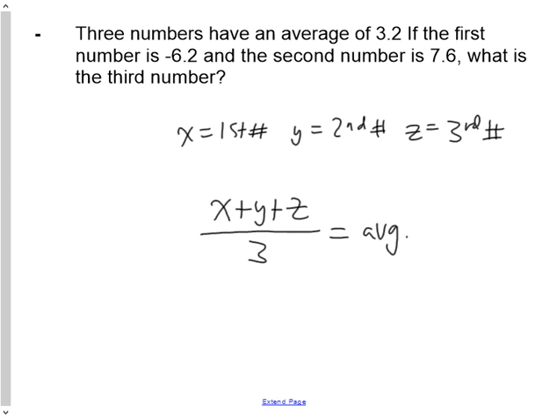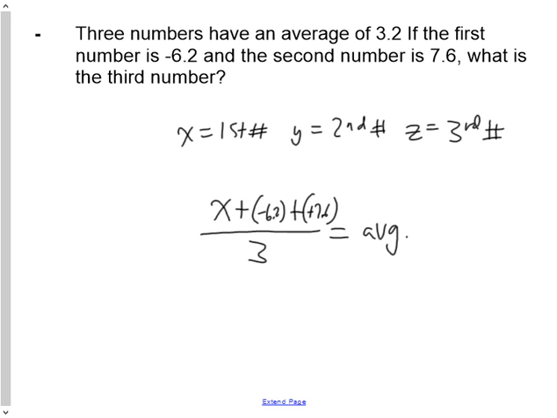So if we think about a formula that we could use for this, we could say the first, the second, and the third divided by 3 equals the average. And since we know that two of the numbers are negative 6.2 and 7.6, I'm going to change two of them. It doesn't matter if it's the first, second, or third. I'm going to change this number here to negative 6.2, and I'm going to change the other one to a positive 7.6.